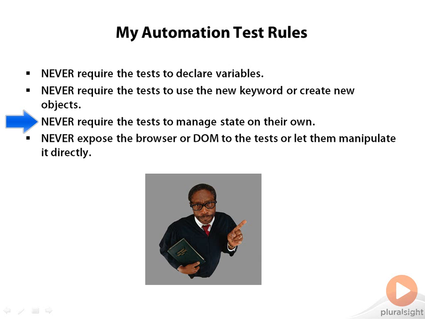The third one is to never require the test to manage state on their own. And this can be a little bit tricky because some tests do require some state, but you can almost always find a way to manage state in the framework and prevent the tests from having the complexity of managing their own state. And then the fourth one here is to not expose basically the browser or the document object model to the test. We talked about this a little bit when we said that we never wanted our test to depend on Selenium. We wanted the framework to depend on Selenium and to know about the browser and the actual page, but the tests themselves should be at a much higher level.